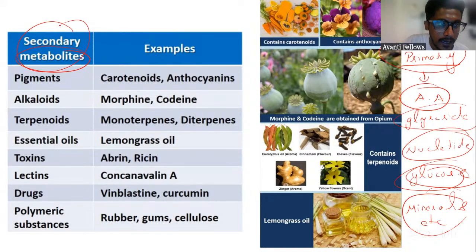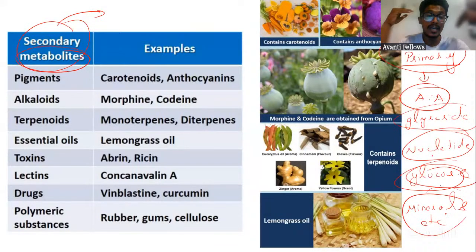What are secondary metabolites? Secondary metabolites are the byproduct of the metabolism, but their production is never involving. See, this is also a production. Amino acid, glycerides, nucleotides, glucose, mineral ions, all of them are byproducts, but they are reutilized. But in secondary metabolites, the production is not necessary for the life functions. It does not participate in any life functions. They are just the byproduct of your metabolism, but they are not essential for the cell functions. So the examples of secondary metabolites are very, very crucial here.